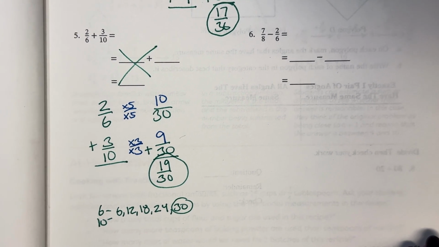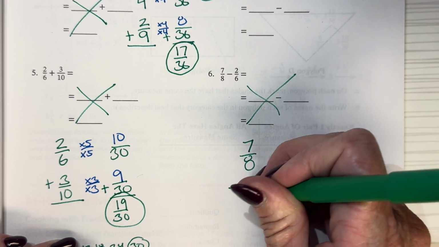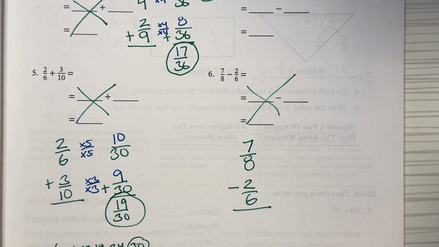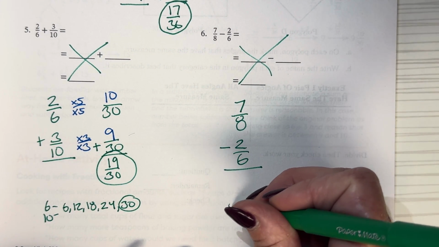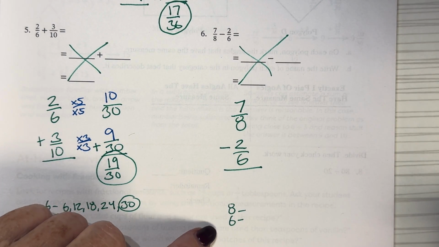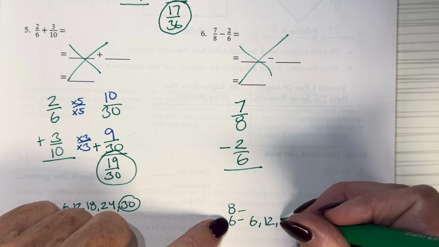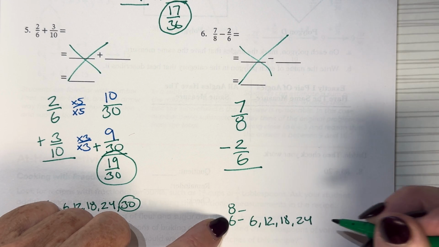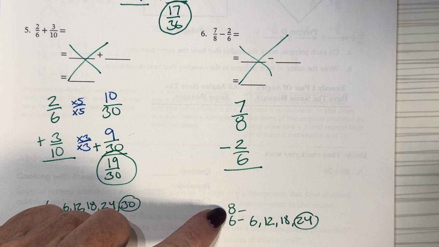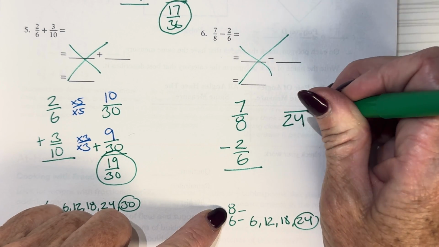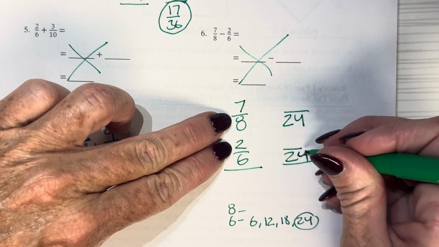Okay, the last one I'm going to do with you is 7/8 take away 2/6. Okay, so step 1 is vertical. Step 2, let's make our common denominator. So I have 8 and 6. I'm always going to start with the smaller one. 6 times 1, 6 times 2, 6 times 3, 6 times 4. I'm going to stop because I know 24 is also a multiple of 8 because 8 times 3 is 24. So I found it. And again, it's not multiplying those. It's finding the least common one.